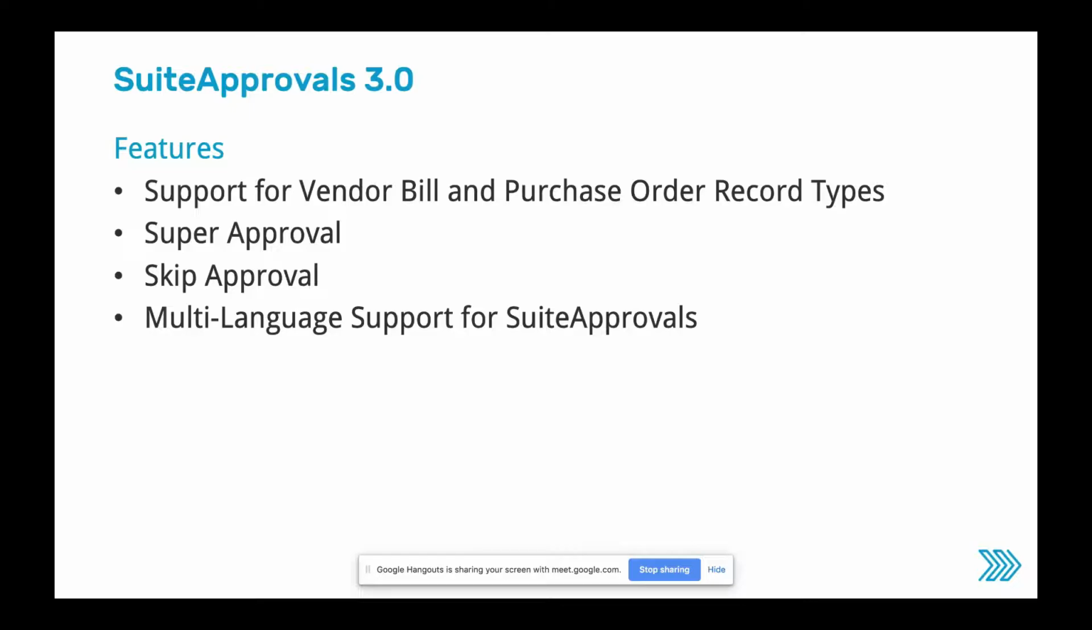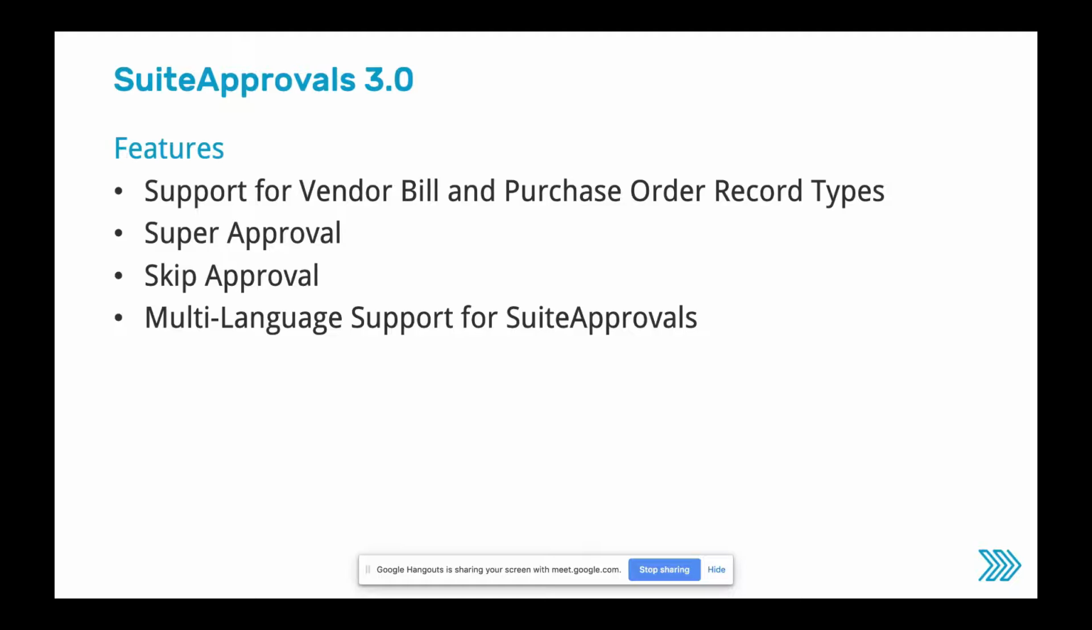Then we have a new feature of super approval. So I will show you this briefly. The super approval feature allows you to set up a certain employee as a super approver for a certain record type. So even if the users from the standard approval hierarchy are not available, you can always overrule it and go to the super approver and approve transactions in case something is really urgent and you cannot wait.